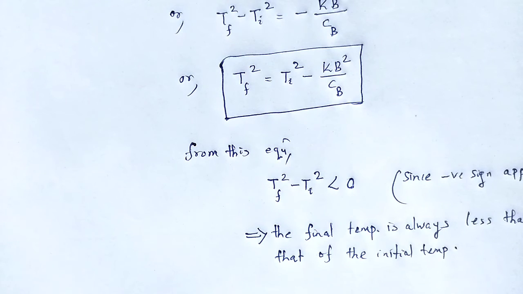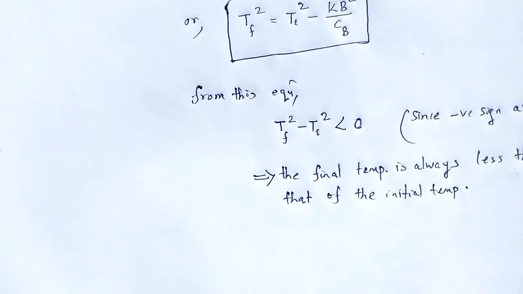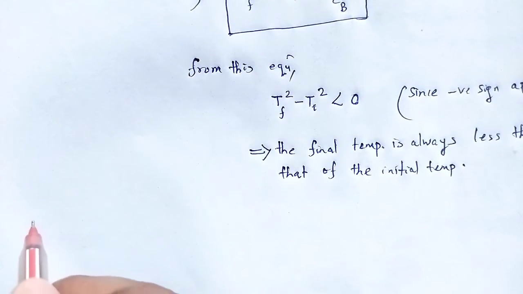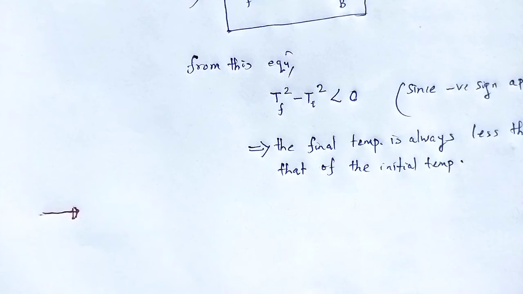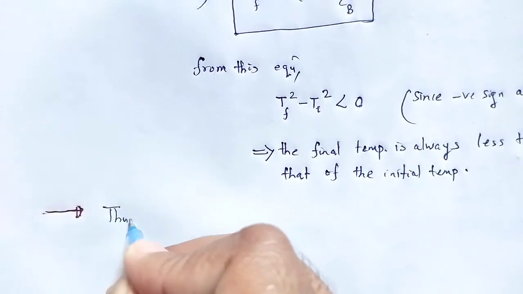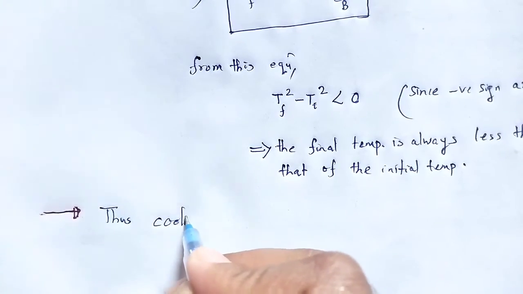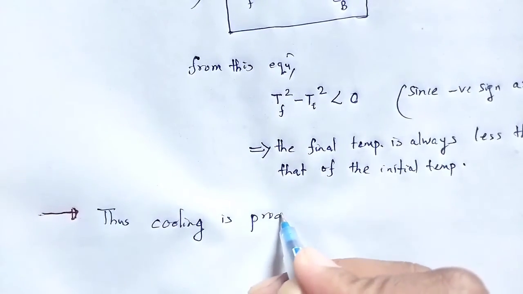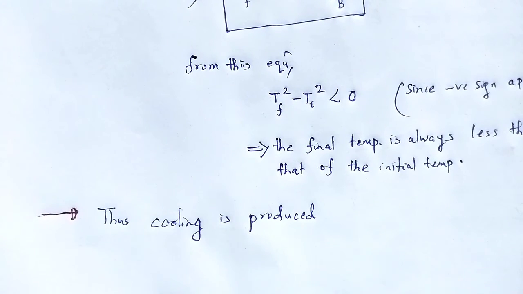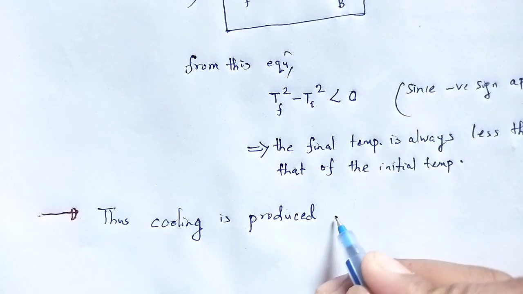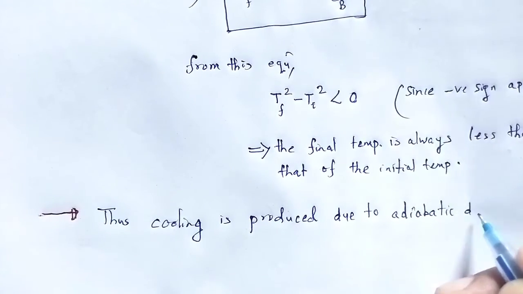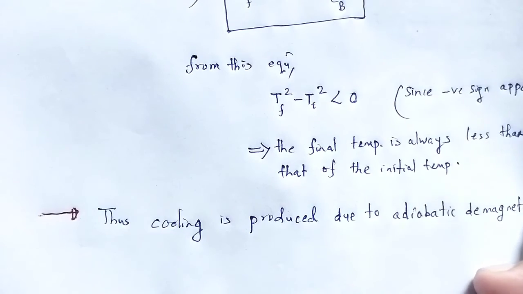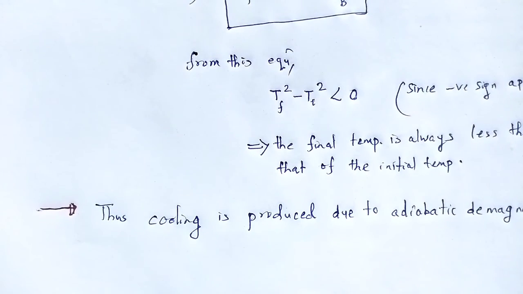So what does that indicate? A cooling system. From the above mathematical analysis, we conclude that cooling is produced due to adiabatic demagnetization when the external magnetic field B is reduced to 0.